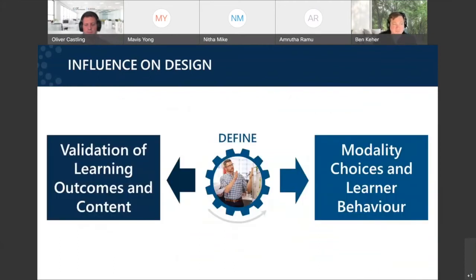So in the define phase, there's a lot of influences a measurement map can have, but I'll just focus on two. On the left-hand side here, it can help us validate our learning outcomes and our content. And on the right-hand side, it can help us validate the choices of learning modality and the types of behaviors we want. So I'll break those down.